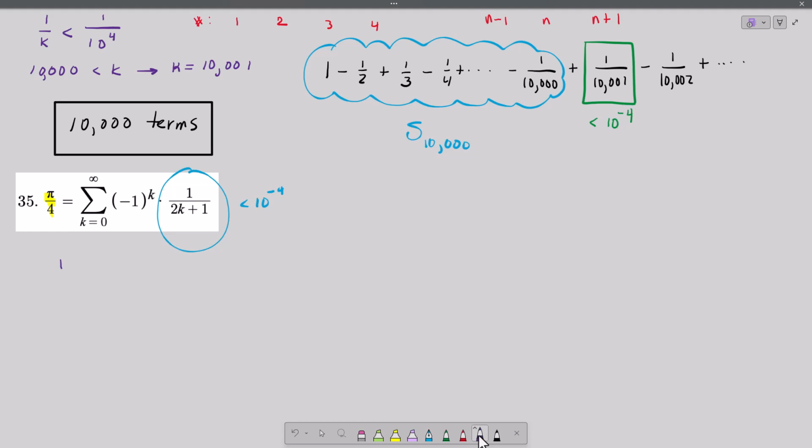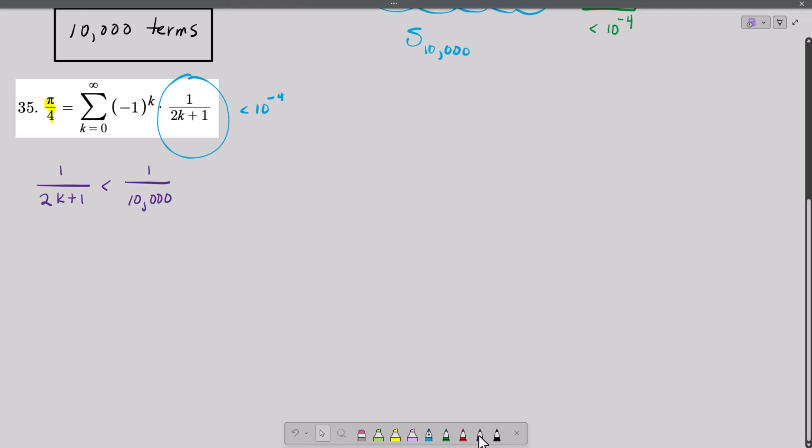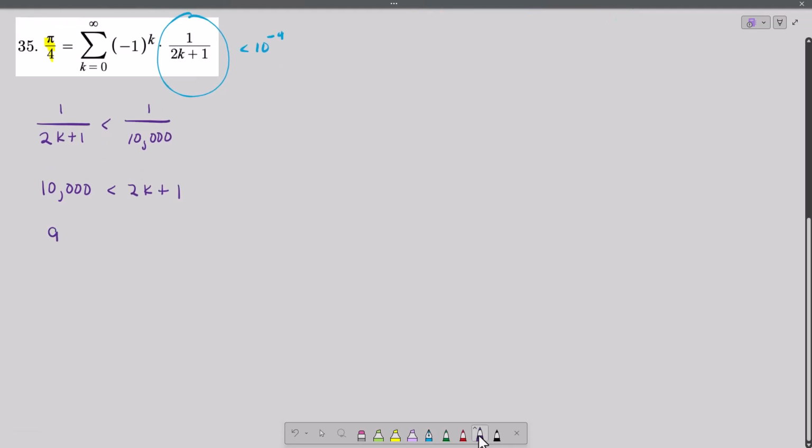So we say, all right, we want 1 over 2k plus 1 to be less than 1 over 10 to the 4th. We cross multiply. So we have 10,000, and we have 2k plus 1 over here. We subtract 1 and get 9,999 less than 2k. We divide both sides by 2.